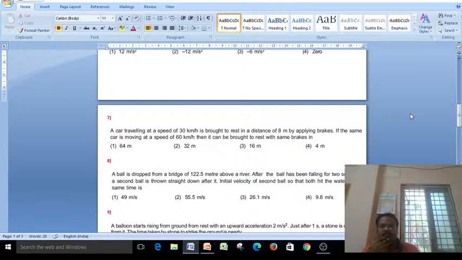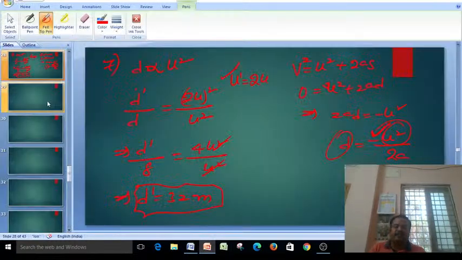So a ball is dropped from a bridge 122.5 meter above the river. After the ball has been falling for 2 seconds, a second ball is thrown straight down after it. So from the same height, from the same bridge, the ball is thrown straight down after it. The question asks for the initial velocity of the second ball so that both hit the water at the same time. I want to find the second ball's initial velocity in this case.